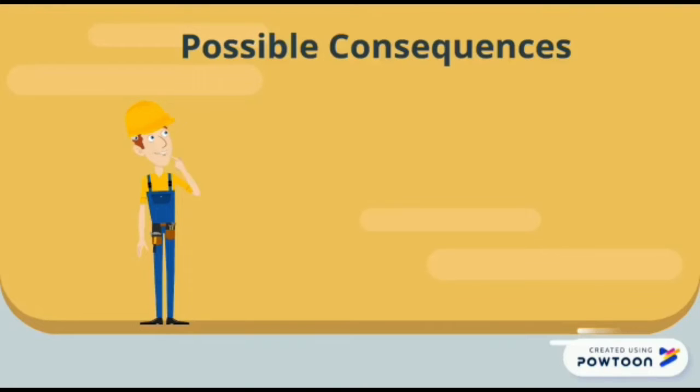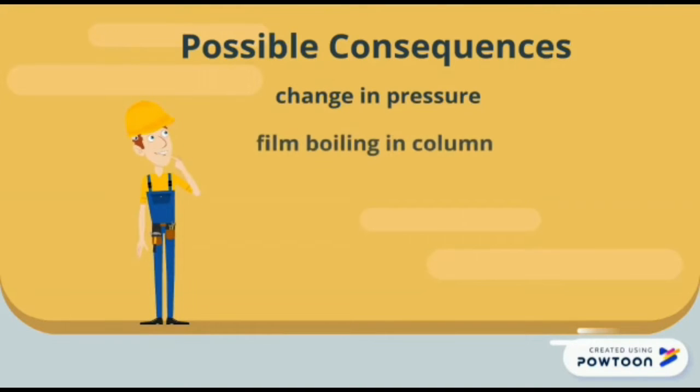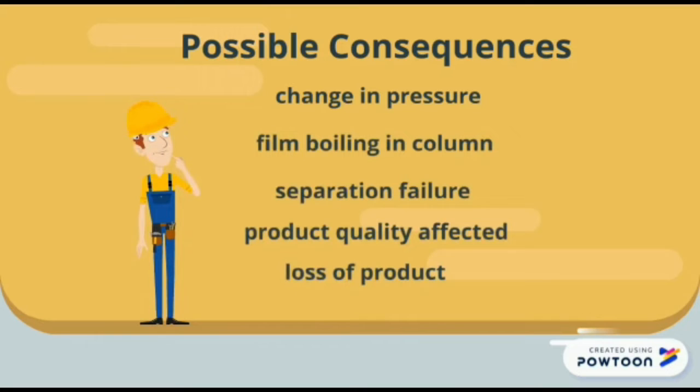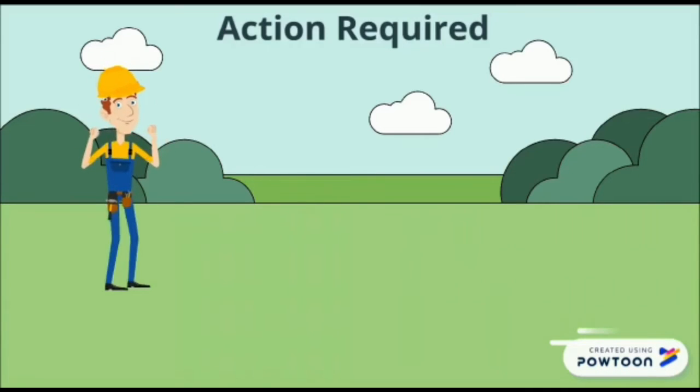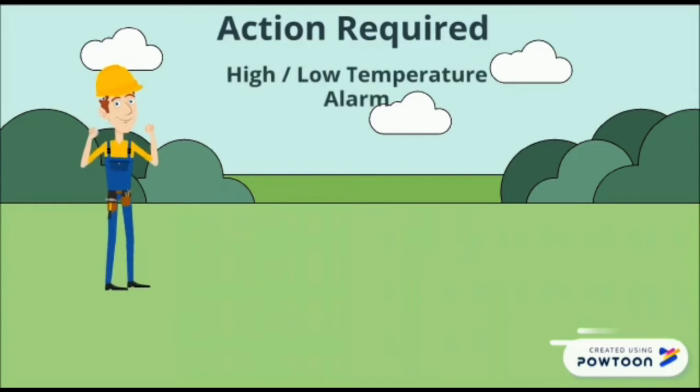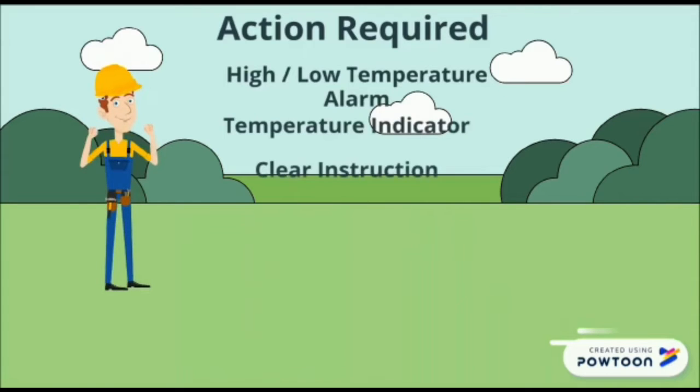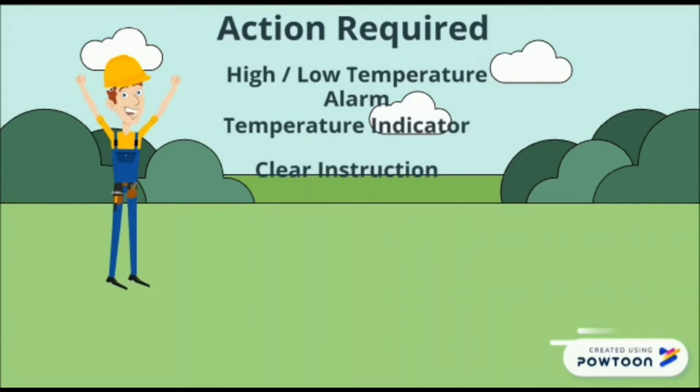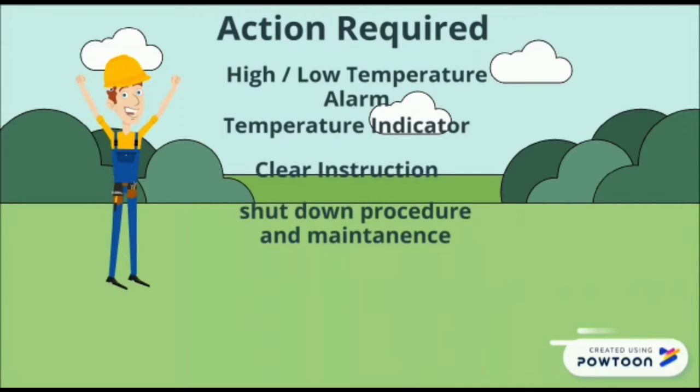There are a few possible consequences for high temperature and low temperature. The first one is change in pressure, film boiling in the column that will cause separation failure, and also product quality affected, which means loss of product. There are a few actions that need to be taken. The first one is to install a high or low temperature alarm system, install a temperature indicator, give clear instruction to the operator on operating the machine by providing correct input and output, and shut down procedure and maintenance.